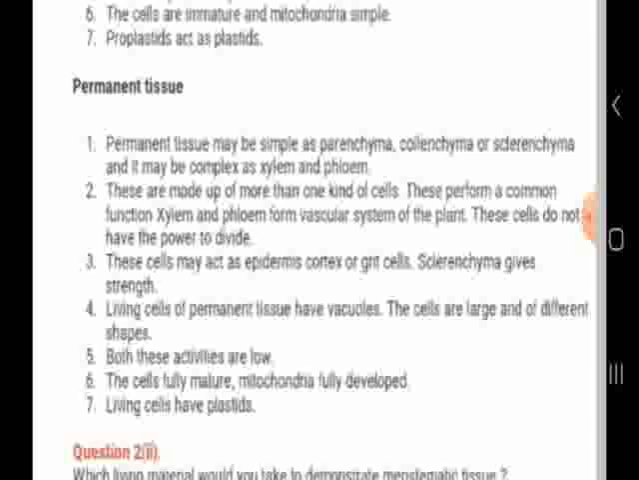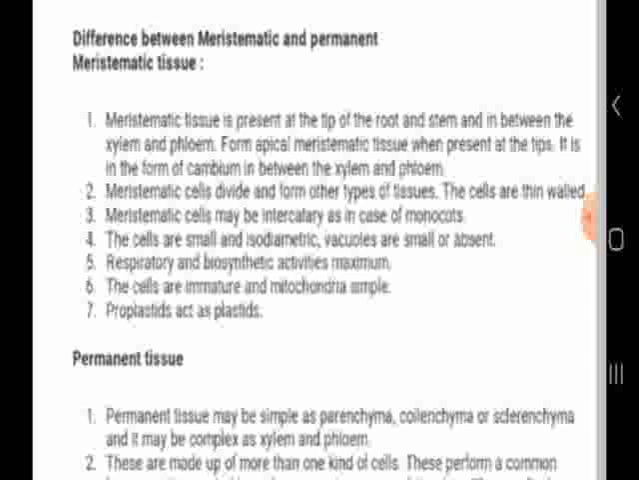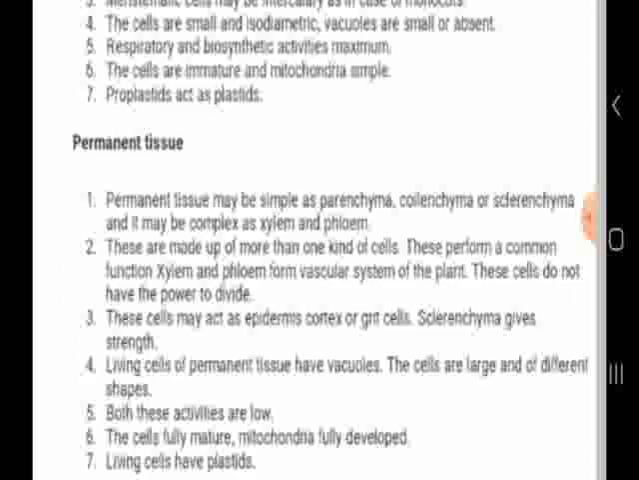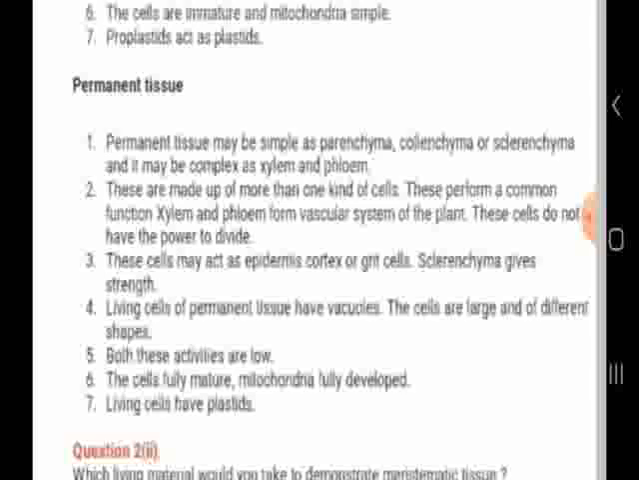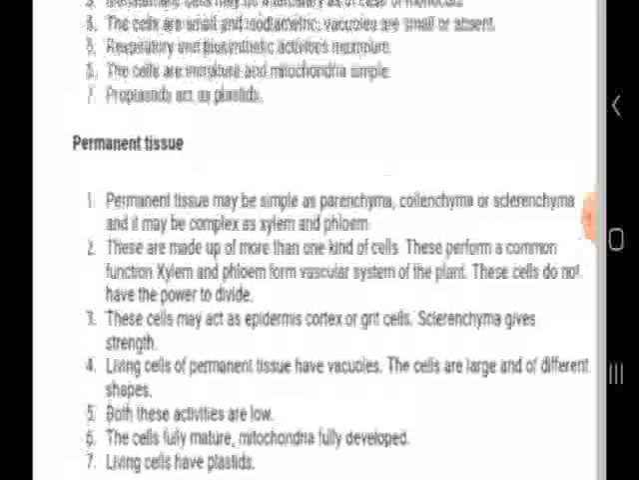Xylem and phloem form the vascular system of the plants, and these cells do not have the power to divide, and these cells may act as epidermis, cortex or guard cells. But the meristem cells may be intercalary as in the case of monocots, and the cells are small and isodiametric. Permanent tissue cells are living cells and have vacuoles, and in the meristematic cell respiratory and biosynthetic activity is maximum, but in the permanent tissue both activities are very low.